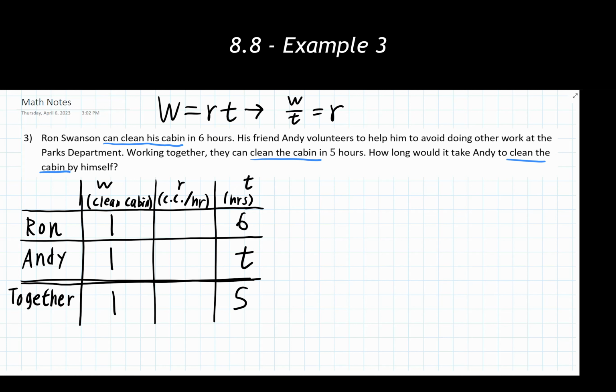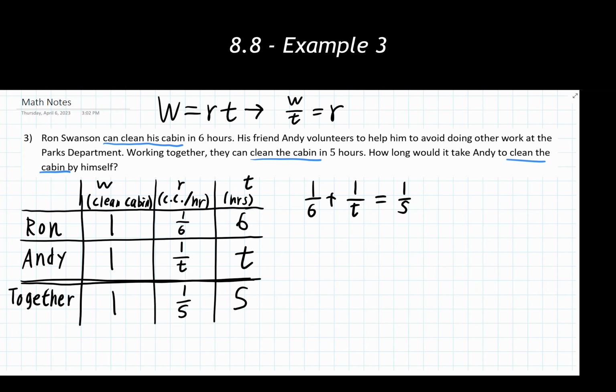I'm now going to bring that together, specifically this work divided by time, into this column here. So Ron does 1 cabin for every 6 hours. Andy does 1 cabin for every T hours. And together they can do 1 cabin in 5 hours. So we know Ron's individual work rate plus Andy's individual work rate equals their combined or total work rate here. So we have 1/6 plus 1 over T equals 1/5.